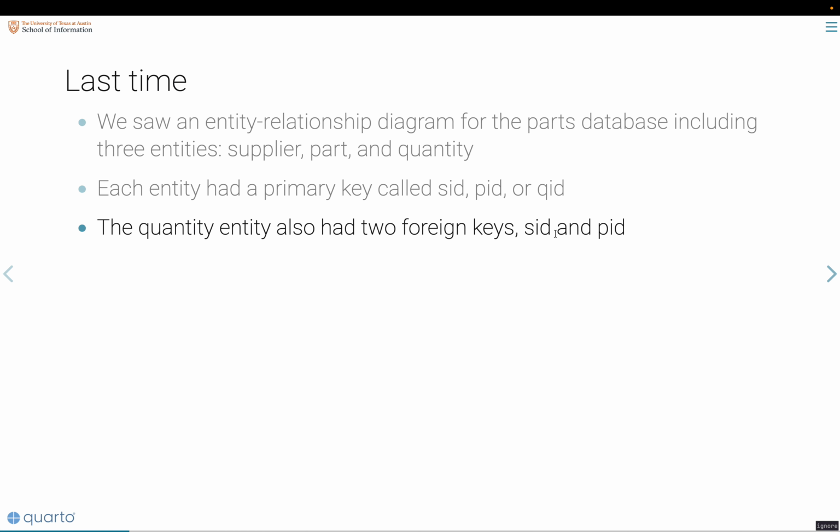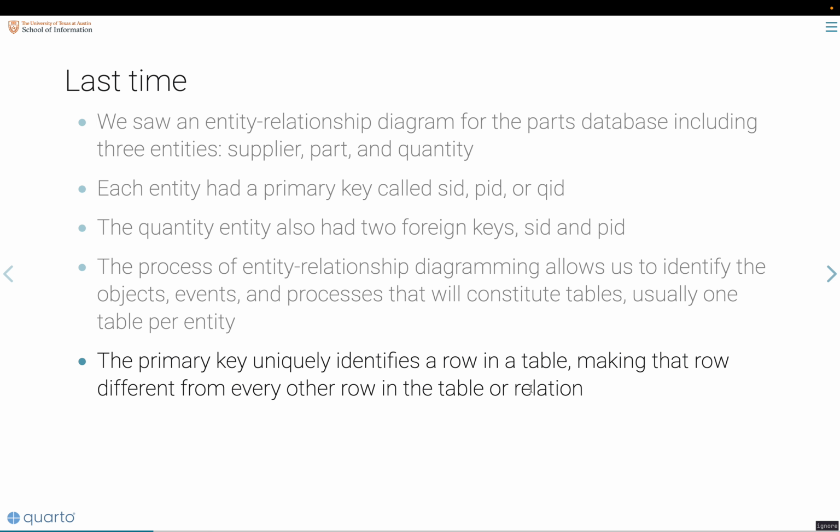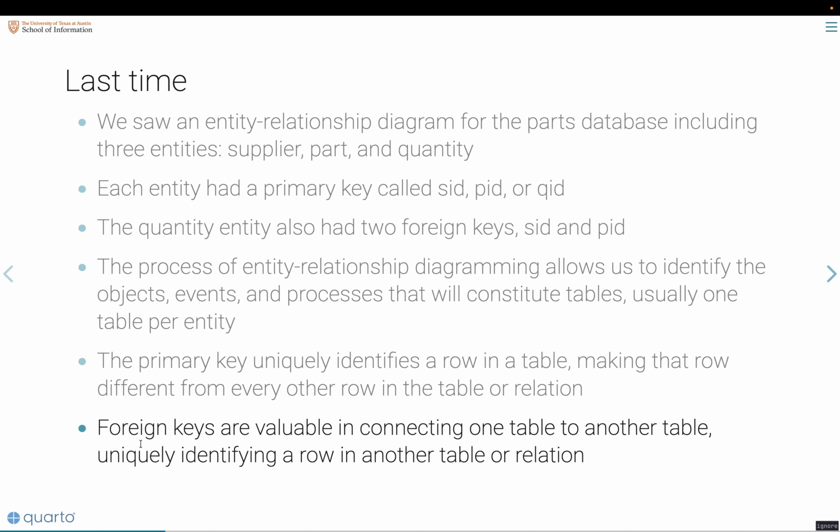And the primary key uniquely identifies a row in a table, making that row different from every other row in the table or relation. So I think I mentioned very early in the course that the relational model requires that every row be unique, but that software typically does not. So the way that we instantiate the uniqueness of rows in software is by having a primary key. Once we have a primary key, every row is guaranteed to be unique. Foreign keys are valuable in connecting one table to another table, uniquely identifying a row in another table or relation.